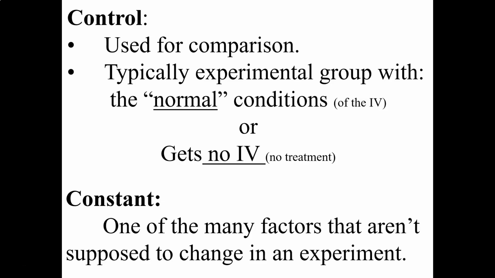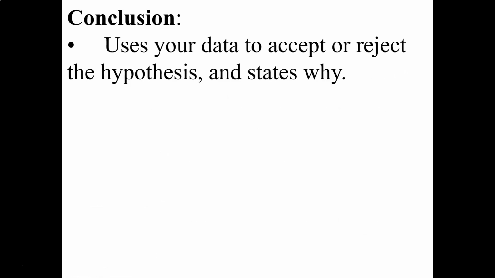Constants are pretty easy. They're one of many different factors that aren't supposed to change in an experiment. So things that we want to keep the same, that is a constant. And they're constant, they don't change. And the conclusion is basically your results, whether or not you accept or reject your hypothesis, and why.